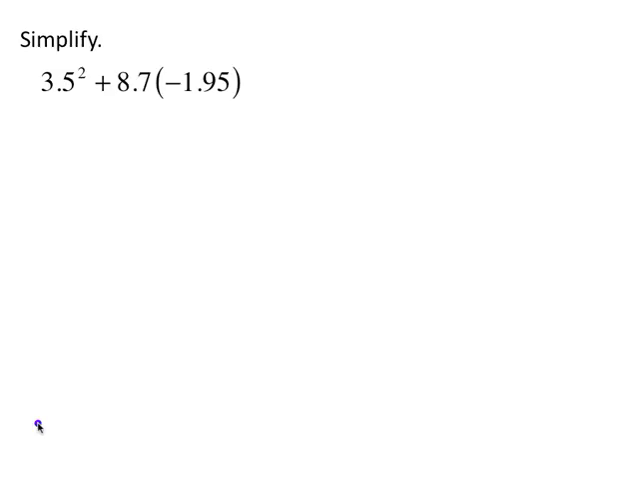So we need to simplify, and since this problem has more than one operation in it, we have to make sure that we follow the order of operations. So let's look and see what we have. We've got an exponent here, we've got an addition, and then remember, when you have a number that's right up next to a set of parentheses like this and nothing's in between, it means multiply.